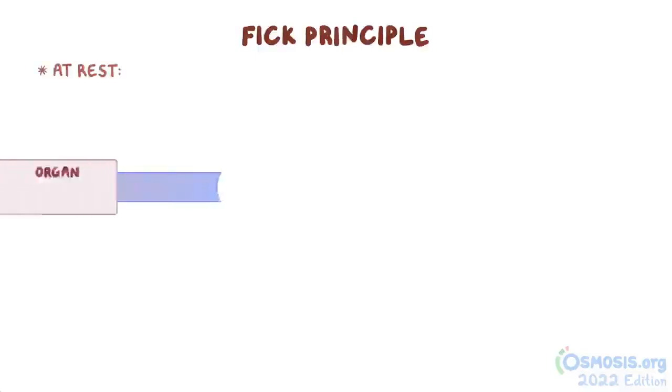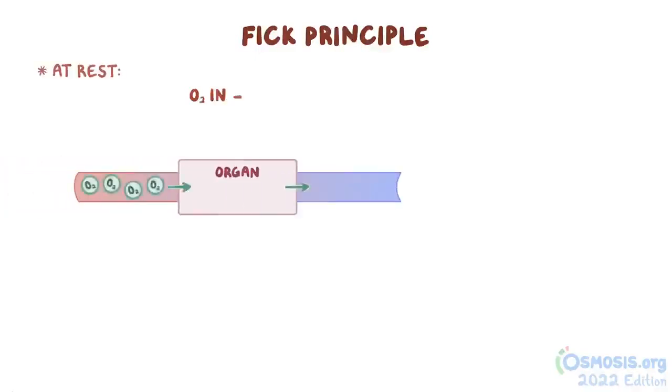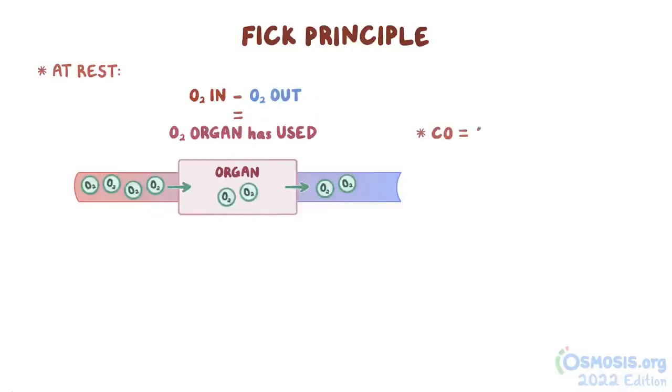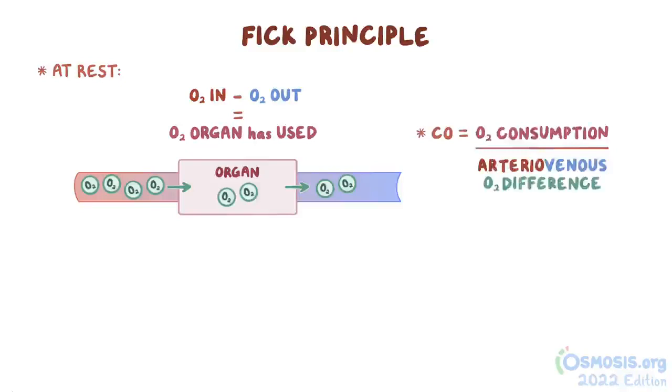Another way to measure cardiac output, which does not involve using the stroke volume or heart rate, is called the Fick principle. The Fick principle simply states that at rest, the oxygen going into an organ minus the oxygen left out of an organ must equal how much oxygen that organ has used. Using the Fick principle equation of cardiac output equals oxygen consumption divided by arterial-venous oxygen difference, cardiac output can be calculated. By convention, the organ used for calculation is actually the body.